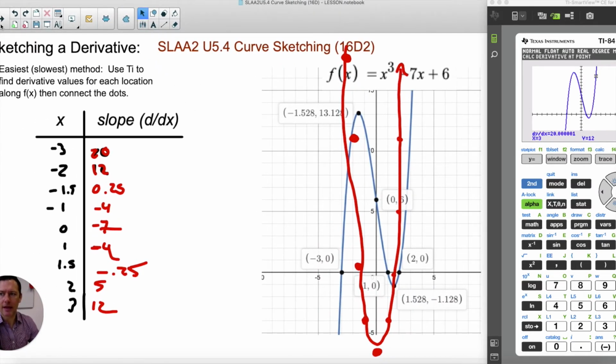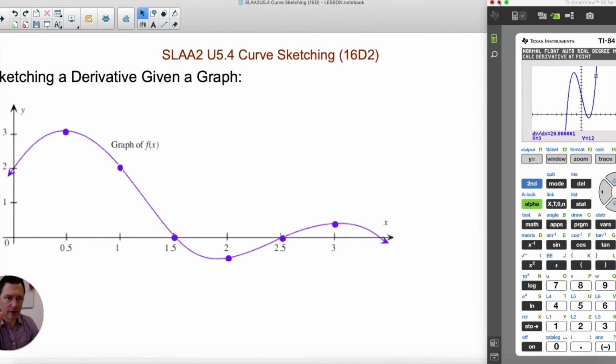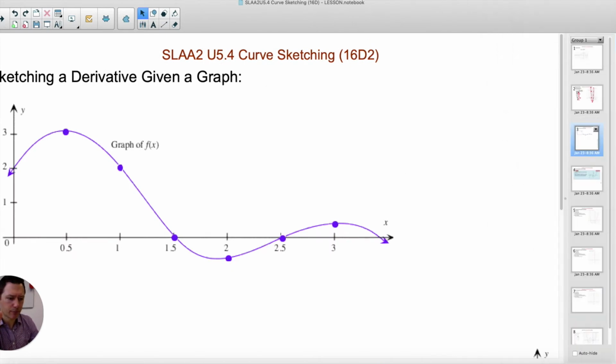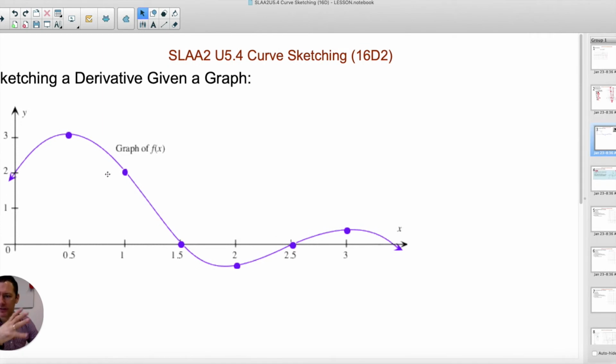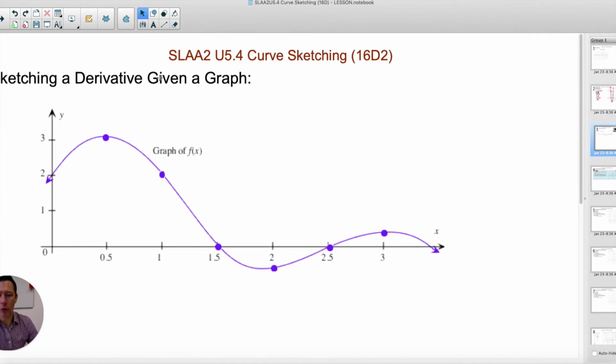So let's take that and try to do it without graphing this, right? Let's get rid of this thing just for a second, and we're going to sketch just based on this. Now, I don't know what this curve is. I don't know the equation for it. I don't really care. But I know a couple of things.